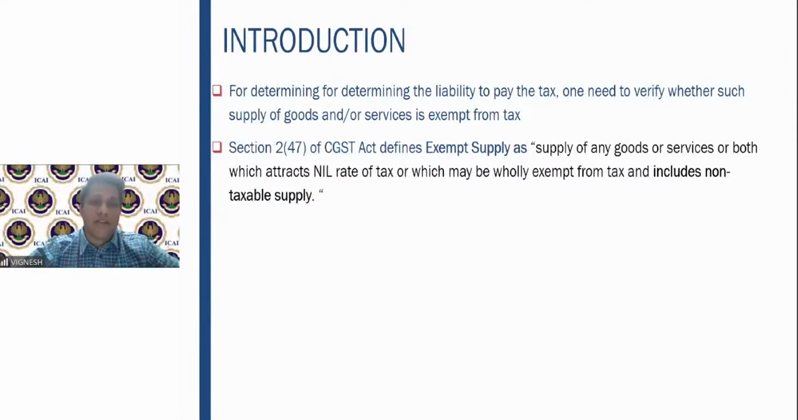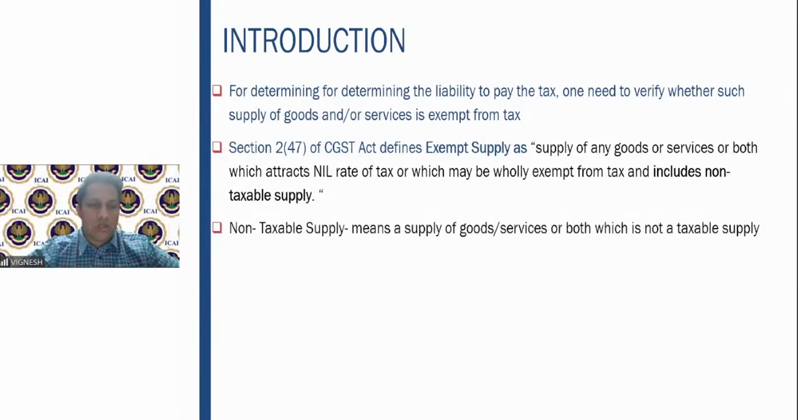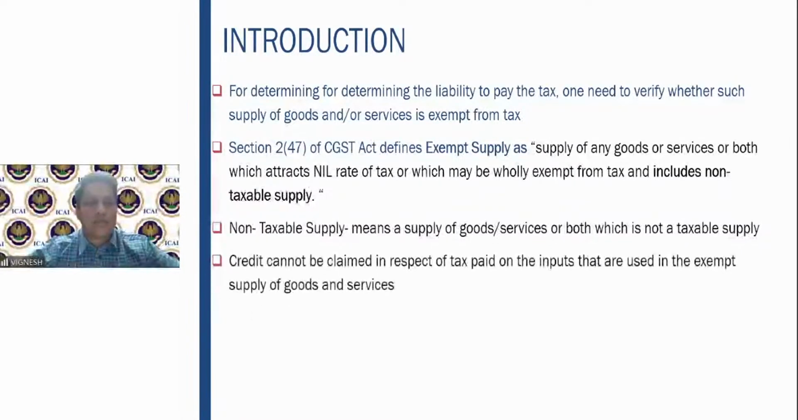Section 2(47) of the CGST Act defines exempt supply, which means supply of any goods or services or both which attracts a nil rate of tax, or which may be wholly exempt from tax, and also includes non-taxable supply. So whichever is subject to nil rate of tax is not taxable, or may be wholly exempt from tax, no question of any tax on that, and it includes non-taxable supply. Also, the supply which cannot be taxed, like alcoholic liquor for human consumption, petrol, diesel, and those five petroleum products, is not taxable, and that also is exempt supply, as it includes non-taxable supply. Non-taxable supply means a supply of goods or services which is not a taxable supply.